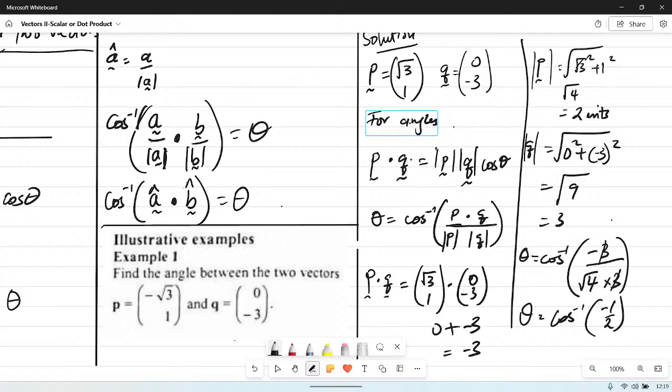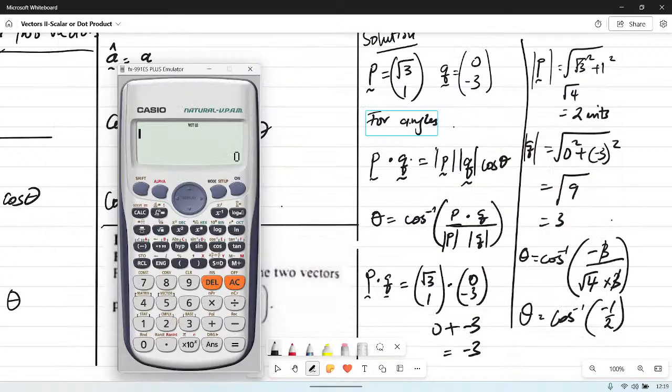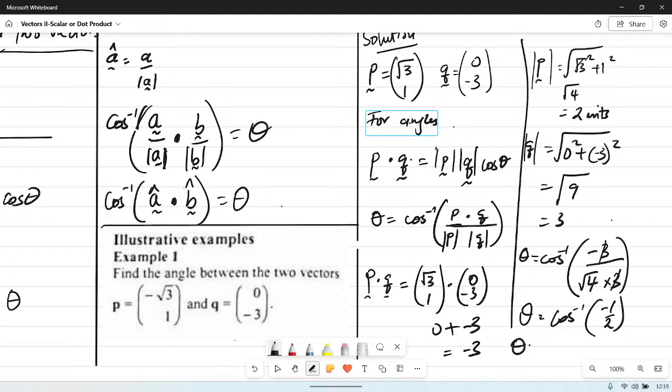So let's go to the calculator. Type cos inverse of negative half. Mode 1, go back to the compound mode. Cos inverse of negative half.